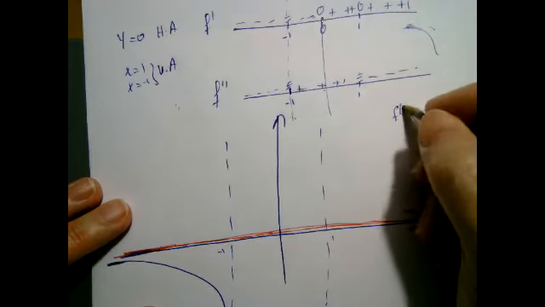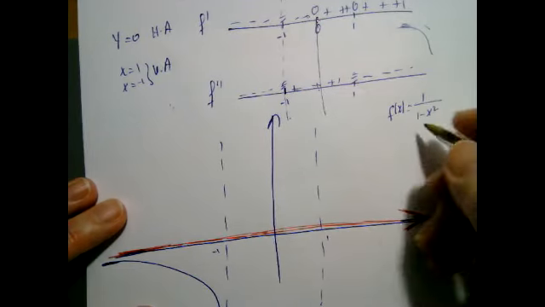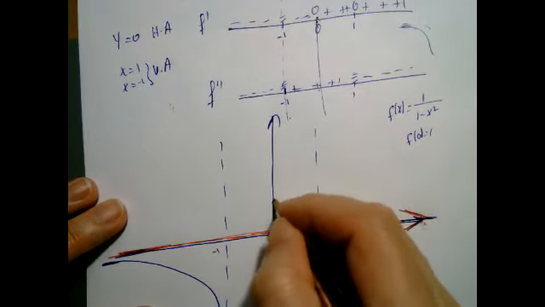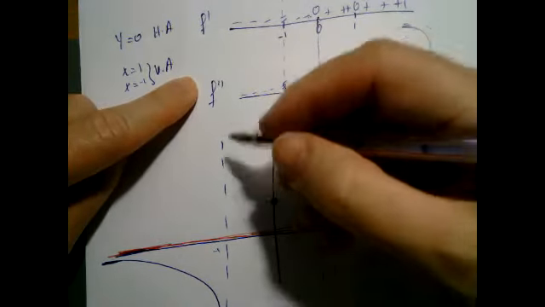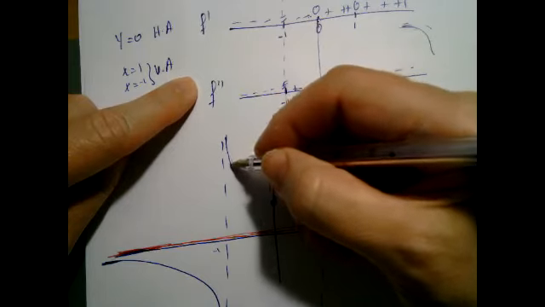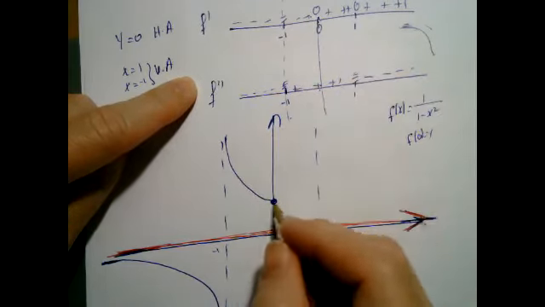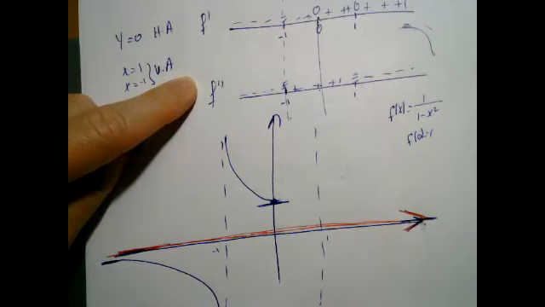Now, my original function was 1 over 1 minus x squared. At 0, it's 1. So my function takes the value 1. And how is it behaving? It's decreasing, concave up, all the way up to 0. And right here, I have my horizontal tangent.